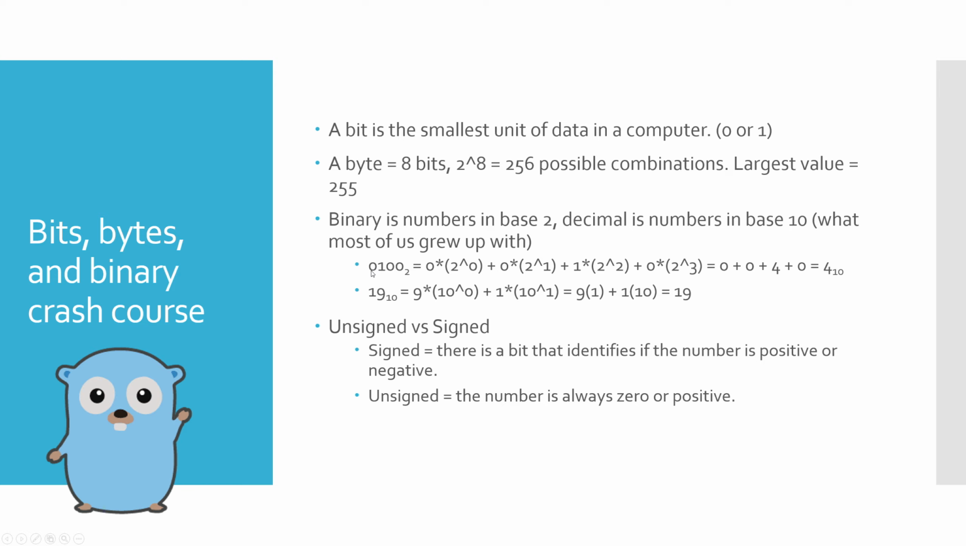This is considered the MSB or most significant bit in this case. And if you do this calculation and you add it all up, we get 0 plus 0 plus 4 plus 0, which is equal to 4. So this binary value here equals 4 base 10. So that's how you can do the conversion.